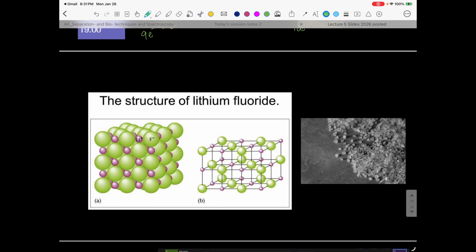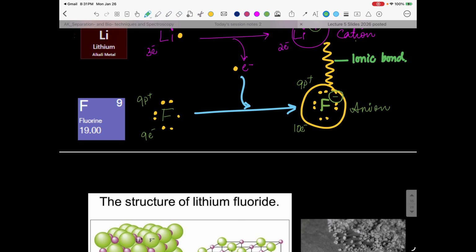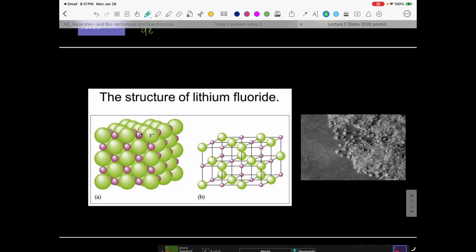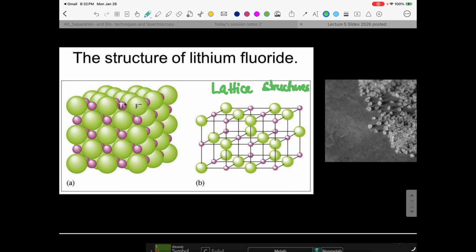So if you actually look at lithium fluoride, you can see that these are forming ionic bonds. The ions arrange themselves in a specific pattern, and we call this the lattice structure. The lattice structure makes the compound very, very stable because there are cohesive attractive forces between multiple ions. Each positive ion will interact with multiple negatively charged ions, which makes the whole structure extremely stable and sturdy.